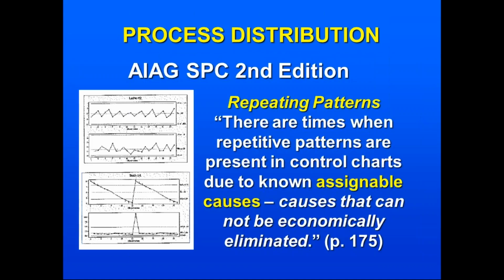Now, AIAG SPC 2nd edition also refers to a condition called repeating patterns. There are times when repetitive patterns are present in control charts due to known assignable causes, or common causes in this case, or causes that cannot be economically eliminated. You cannot economically eliminate tool wear. So if you can see, they've identified the sawtooth curve.